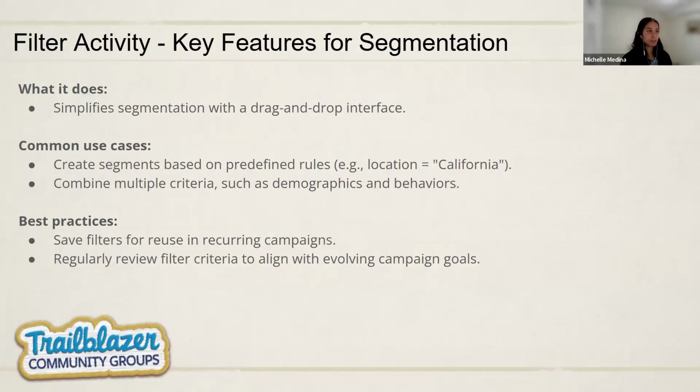The filter activity specifically for segmentation, right? It has that drag and drop interface. So you can create segments based on those predefined rules, like location, preferences for a certain product. You can, again, combine multiple criteria, but the more complex that criteria gets, it might be a bit challenging to use filters. And then best practice is to reuse your filters within those recurring campaigns. And then again, regularly review that to make sure it aligns with your evolving campaign goals.